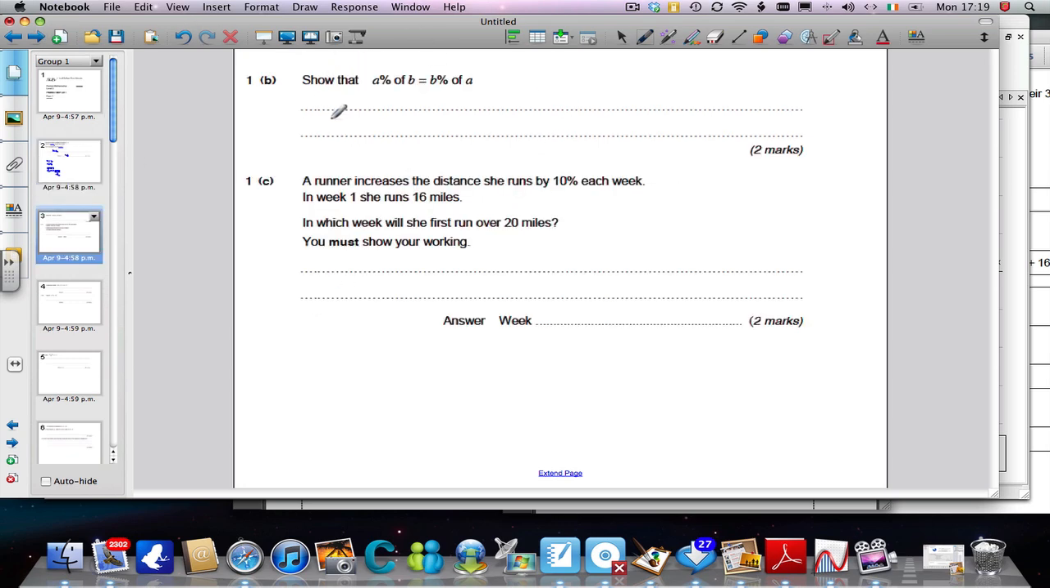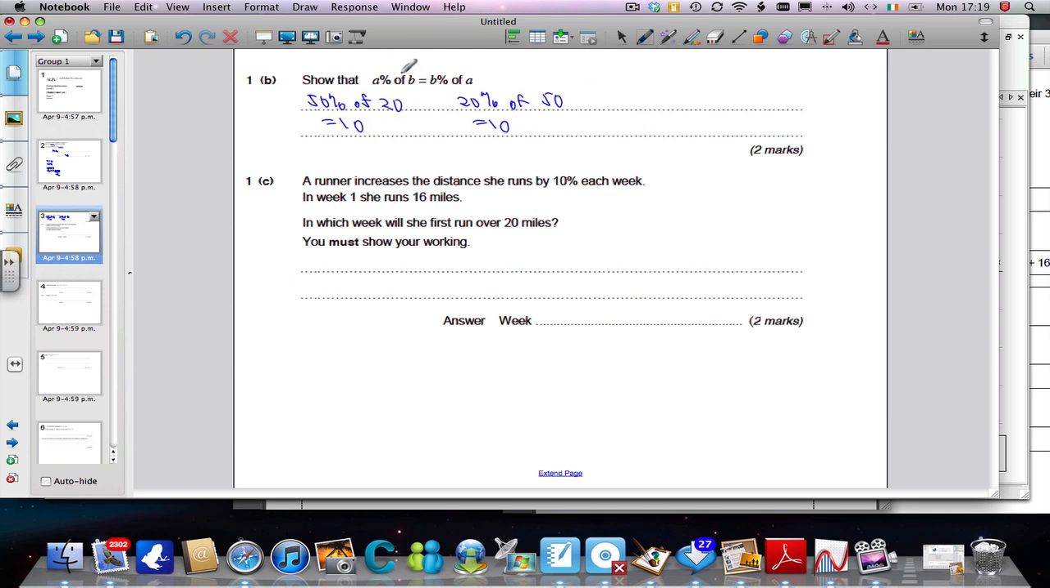Okay, question 1b. We're asked to show that A% of B is the same as B% of A. Before I show you algebraically, let's just think of an example. If I think of 50% of, say, 20, well, we know that's 10. Well, what's 20% of 50? Well, 50 divided by 5 is also 10. So it seems to work.